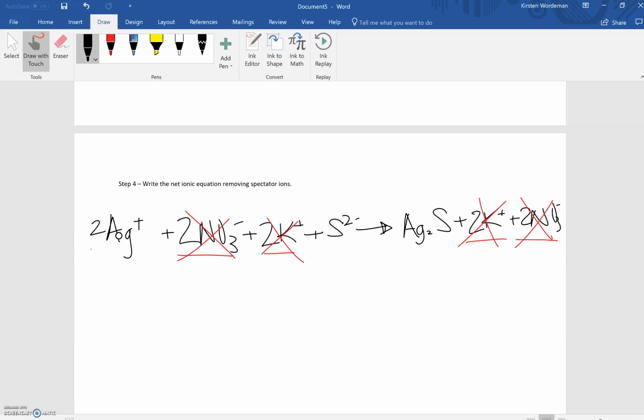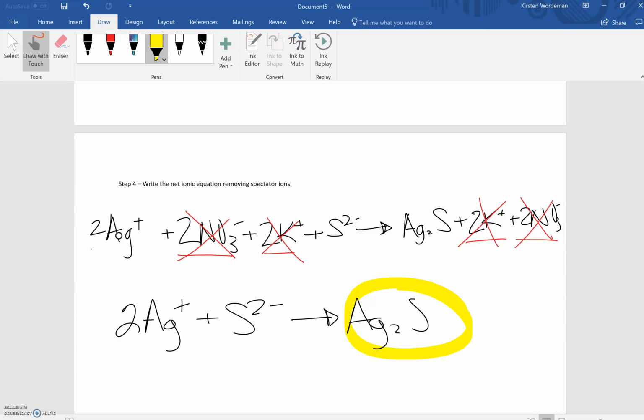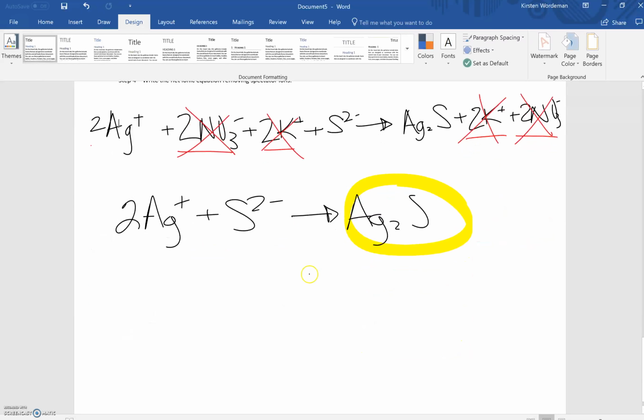To write your net ionic equation, you write everything that has not been crossed out. So that would be your 2 silver ions plus your single sulfide ion to give you Ag2S. Remember, since this is a solid, it does not break apart. And there is your final answer for your entry ticket.